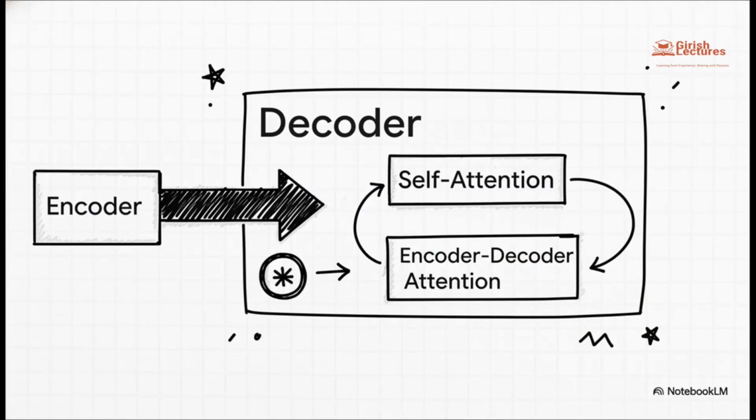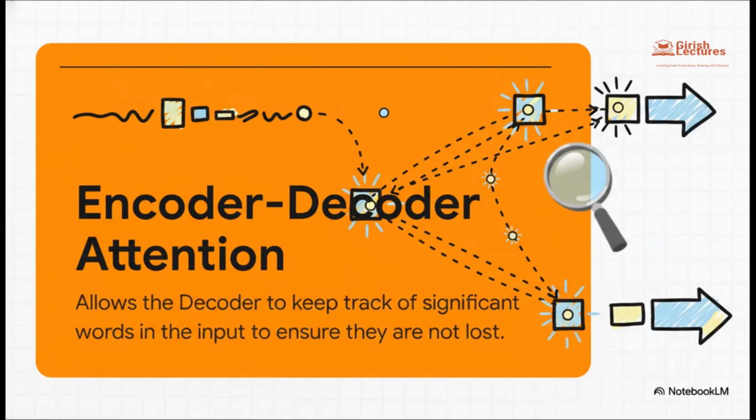So how does the decoder work? Well, it looks a little familiar. It starts with a special start of sentence signal. It has its own self-attention layer, just like the encoder, which helps it keep track of the words it's already said. But it has a crucial new piece that the encoder doesn't have, a special connection back to the input. And this new piece is called Encoder-Decoder Attention. This is the bridge between understanding and generating.